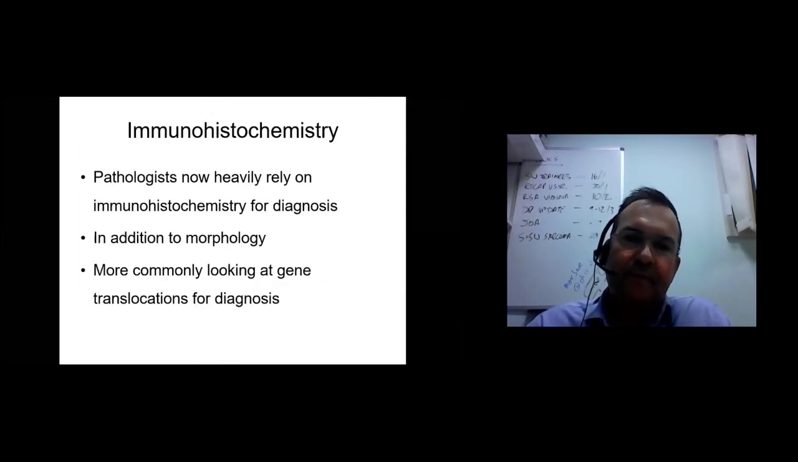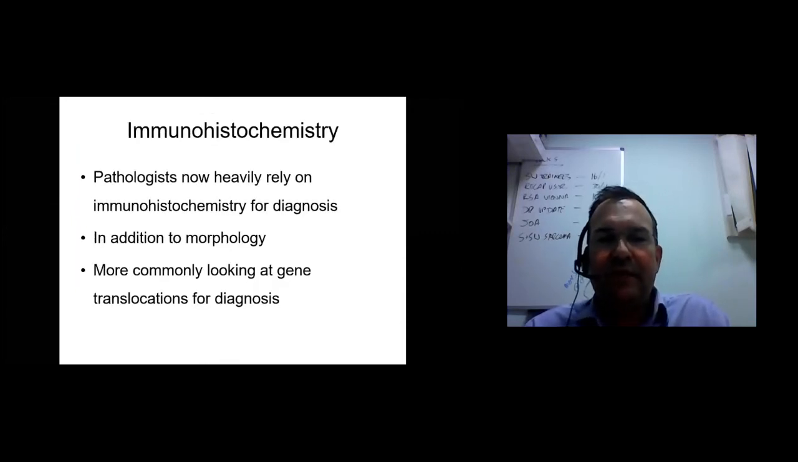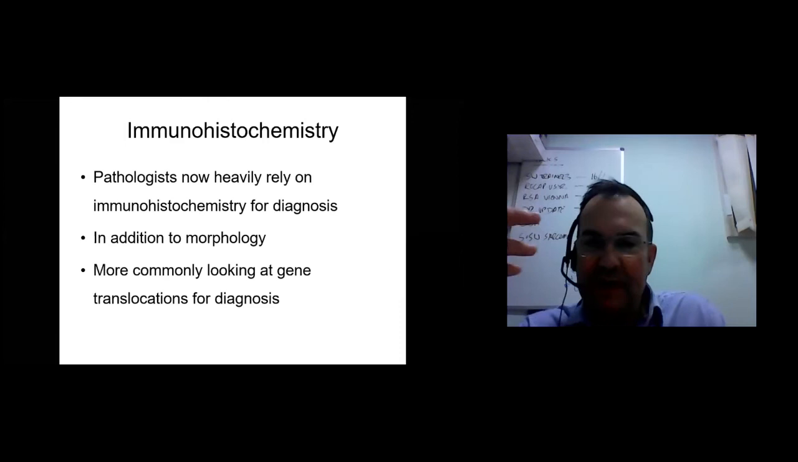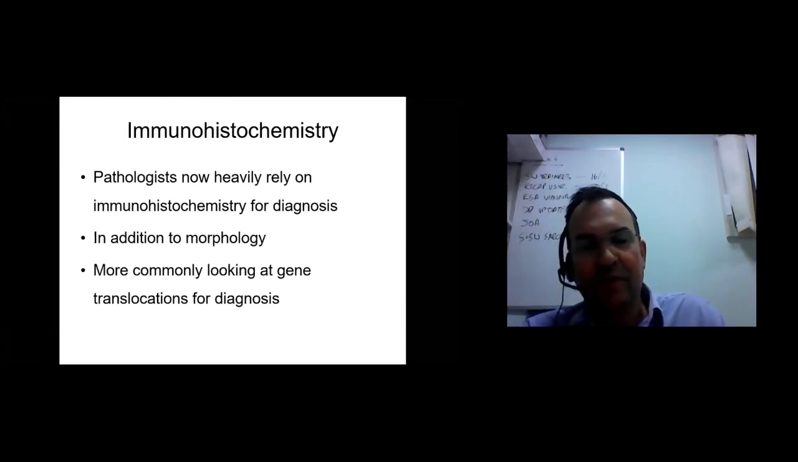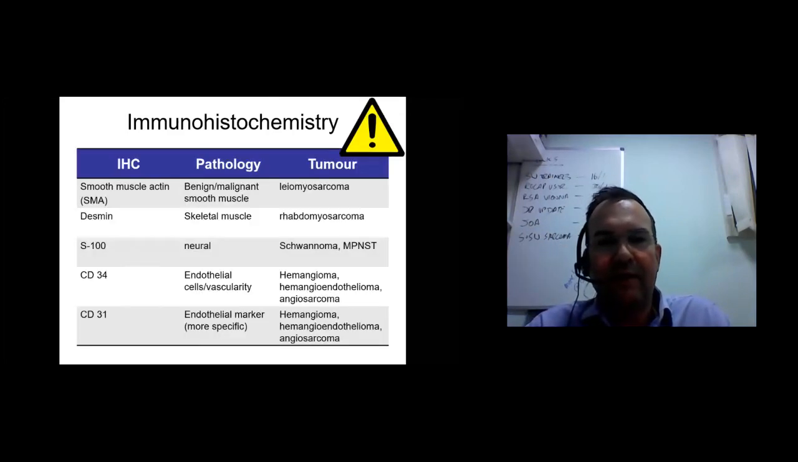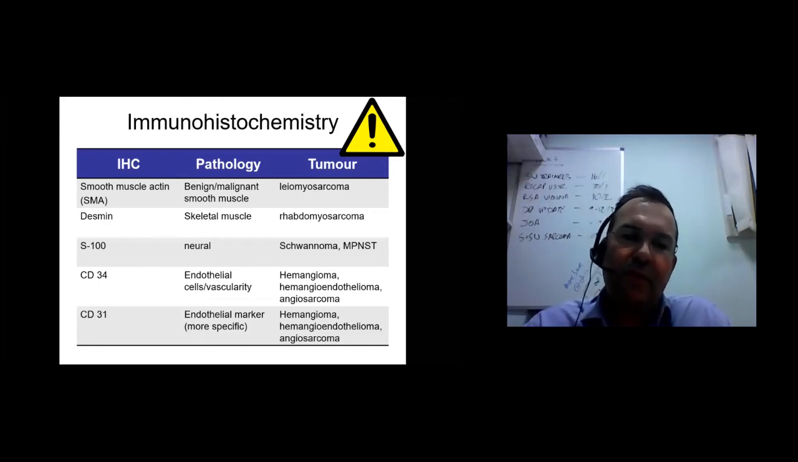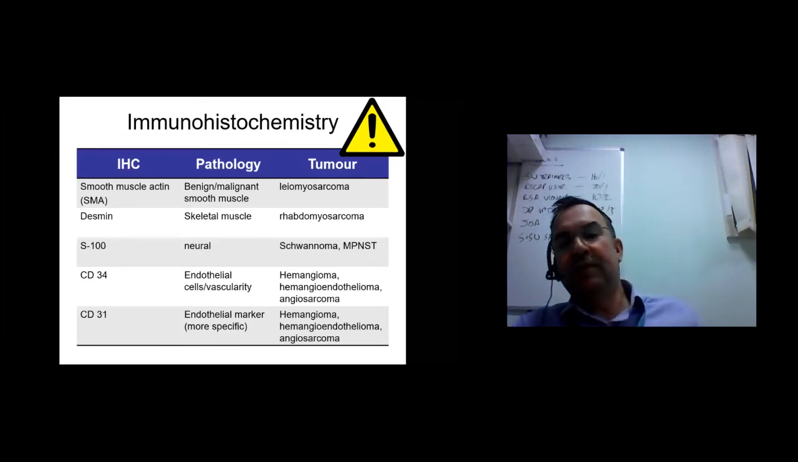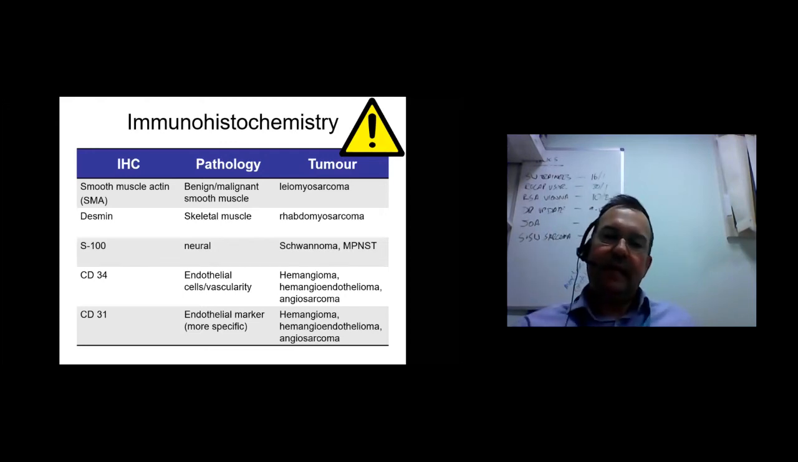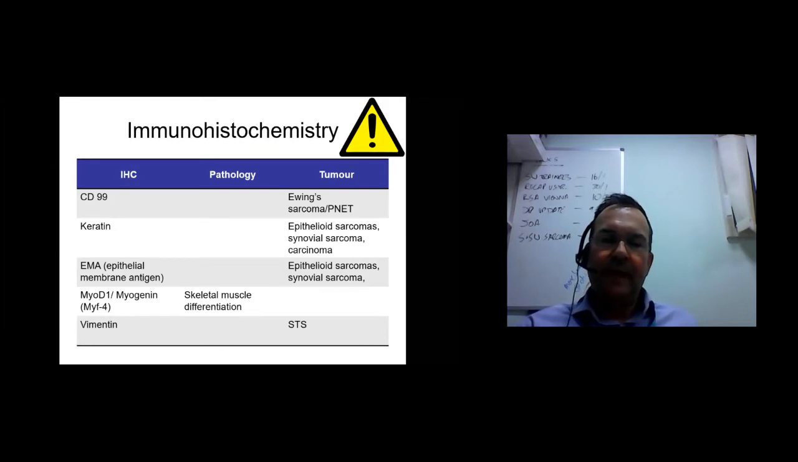So I think if you're going to remember two, those are the two takeaway ones: Ewing's, peripheral neuroendocrine tumors, and synovial sarcomas. So immunohistochemistry means that pathologists now heavily rely on this for their diagnosis. That's in addition to the morphology. The morphology means the blue and the pink on the slides that we saw earlier. And they'll be now looking for things like gene translocations and other information to give us the final diagnosis. So again, another awful table. The key one really probably from this to remember is S100, which we usually see with the neural tumors, schwannomas, and MPNST, which means malignant peripheral nerve sheath tumors. CD99, commonly seen in Ewing's sarcoma, Vimentin in soft tissue sarcoma.